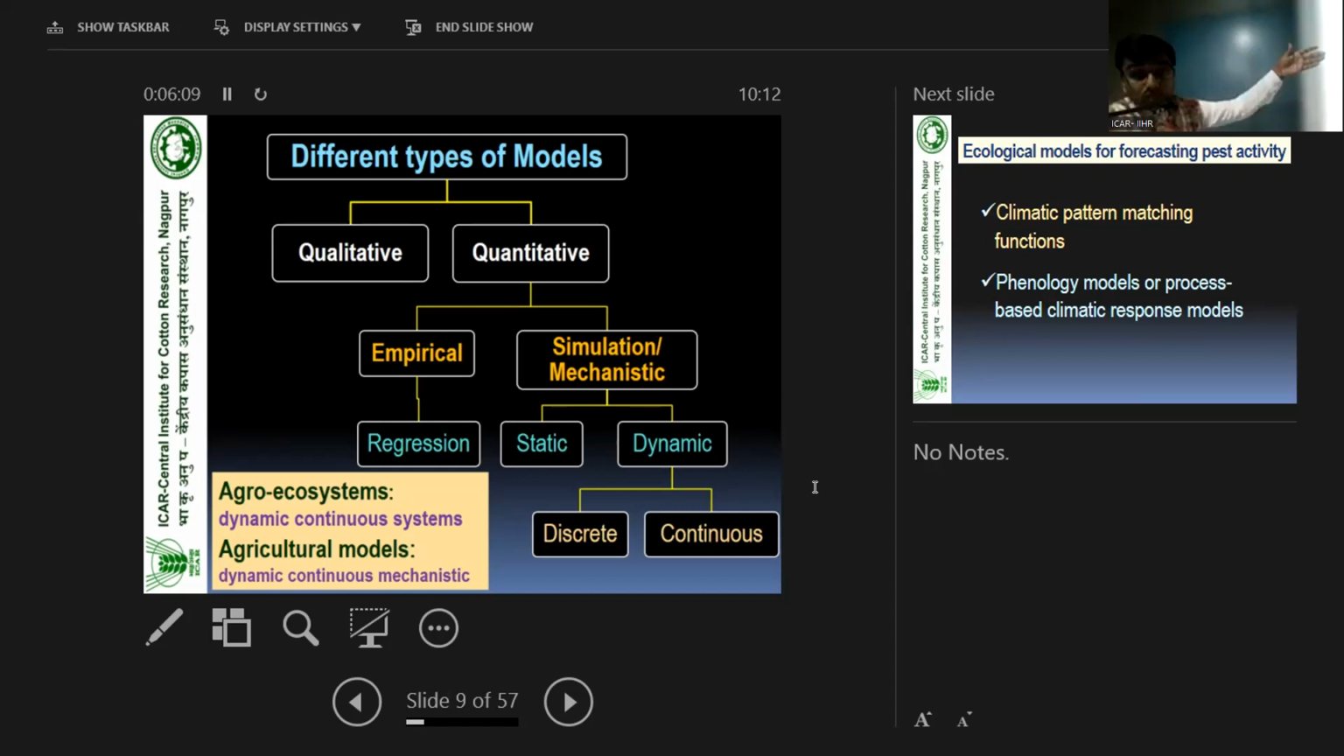That's why we have simulation models or mechanistic models, where the mechanism governing the population change of the insect with respect to the environment is considered. And as the population is growing, that's why it is dynamic. So our models are dynamic ones. In agroecosystems, whatever models we consider, crop simulation models, pest models, soil water interaction models, they are all dynamic continuous systems, and dynamic continuous mechanistic models are what we are using in our system.